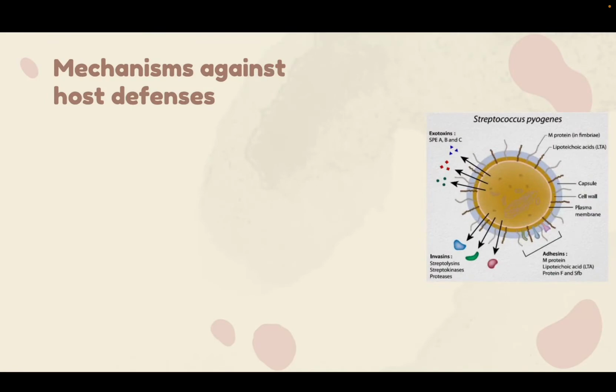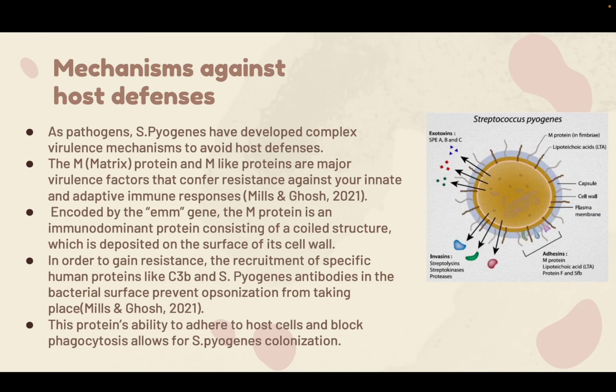Mechanisms against host defenses. As pathogens, S. pyogenes have developed complex virulence mechanisms to avoid host defenses. The M protein and M-like proteins are very important factors that manage to resist immune responses from both your innate and adaptive immune systems. Encoded by the M gene, the M protein is an immunodominant protein consisting of a coiled alpha helical structure deposited on the surface of its cell wall.